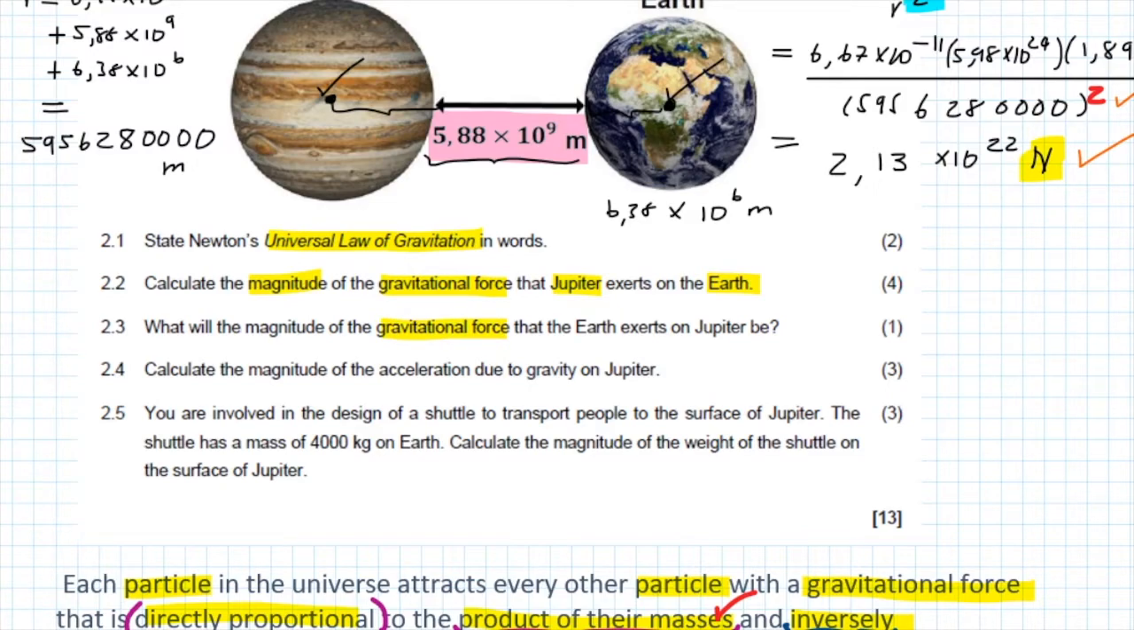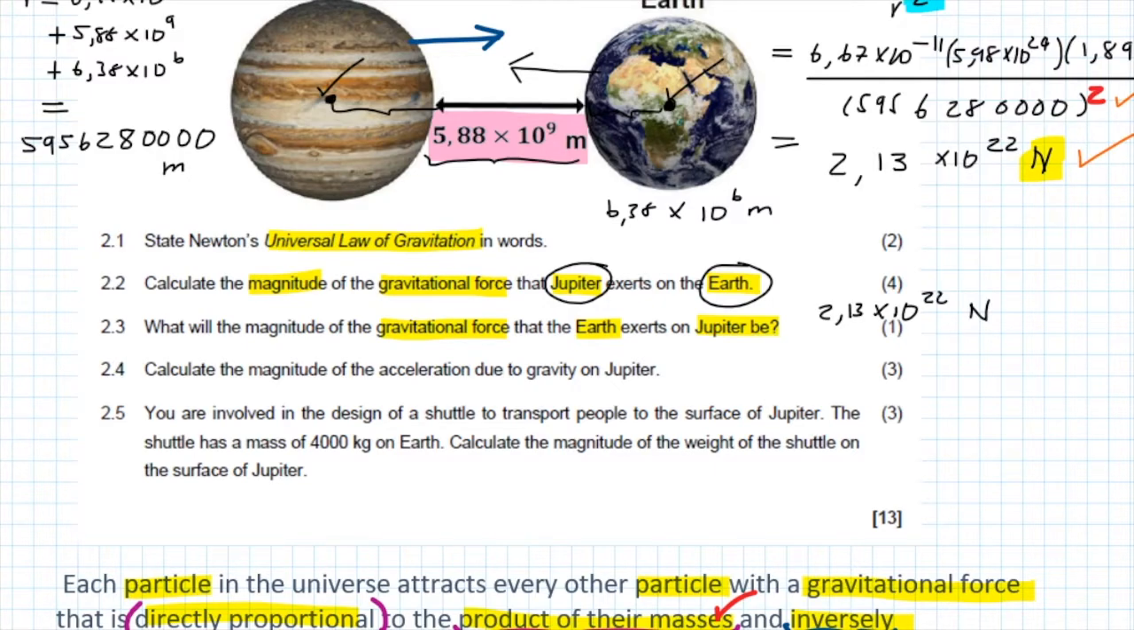We now move on to question 2.3, which says, what will the magnitude of the gravitational force that Earth exerts on Jupiter be? So we just calculated the force that Jupiter exerts on Earth. So Jupiter is pulling Earth towards itself. The question is, what will the force be that Earth exerts on Jupiter? Because Earth is also going to pull Jupiter. The correct answer is that it's going to be exactly the same in magnitude. It's going to be 2,13 times 10 to the power of 22 newtons.